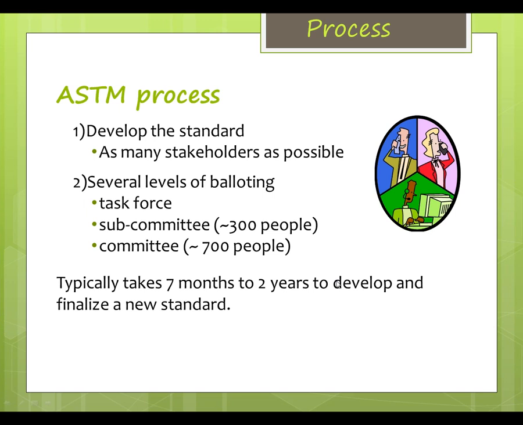So let's switch gears now and talk a little bit about how the ASTM process works. The first step is to develop the standard, and that is using as many stakeholders as possible. And once the standard is developed, you have to go through several levels of balloting. The first level is the task force, which is the level just above the working group. Then the subcommittee, which is comprised of about 300 people, and then the full committee of about 700 people. It typically takes 2 to 7 years to develop and finalize a standard, and we're at about 2 years right now.